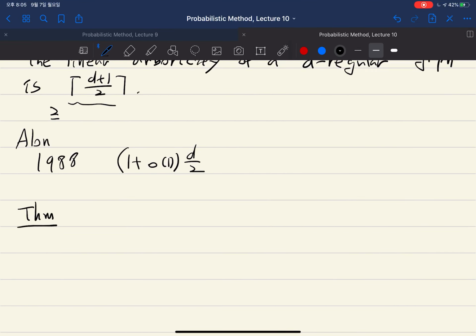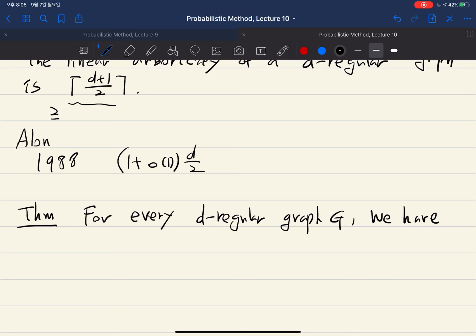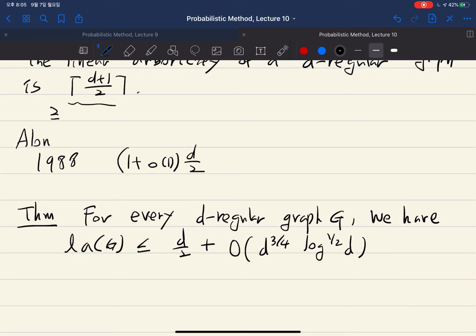And what we want to prove is the following slightly better bound. For every d-regular graph G, we have the linear arboricity of G is at most d over 2 plus big O of d to the 3 over 4, times log to the square root of log d. So this is what we want to prove.